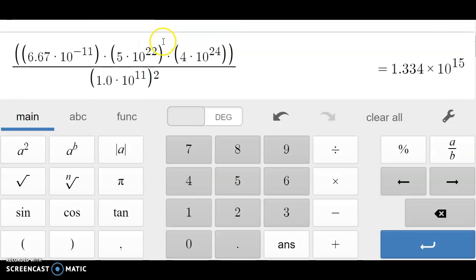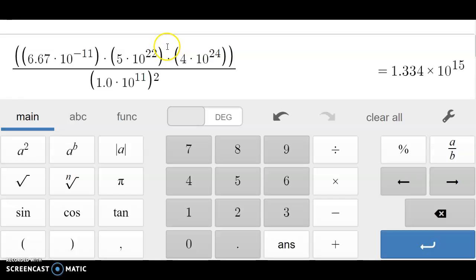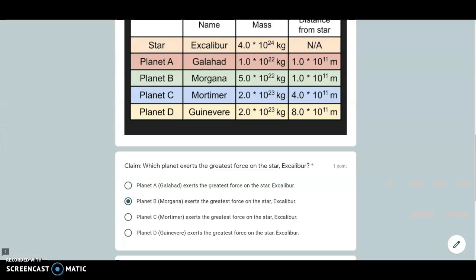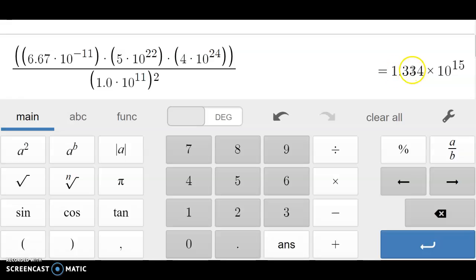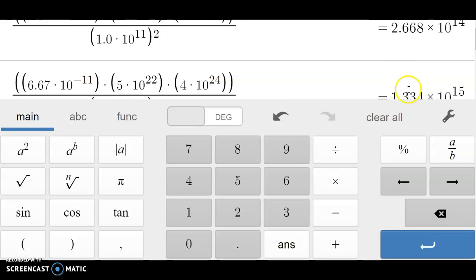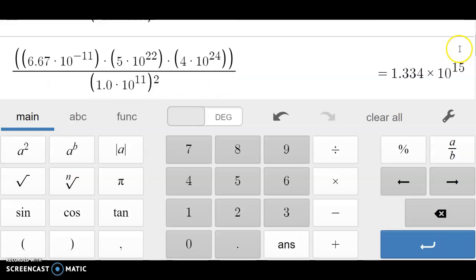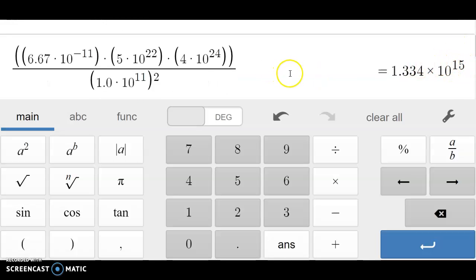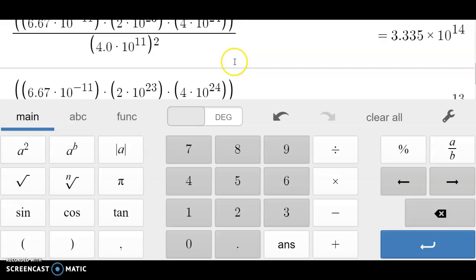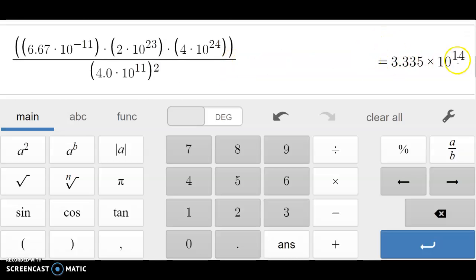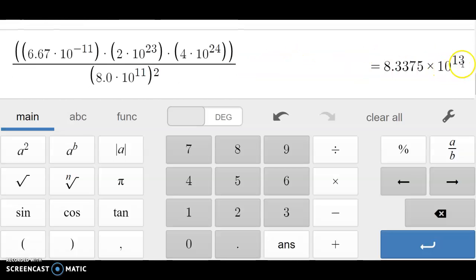Now when I take that same formula, but I change it to the mass of planet B, 5 times 10 to the 22nd, see here, I get 1.334 times 10 to the 15th power. Now notice, 1.3 is smaller than 2.6, but the first answer we got was 10 to the 14th power. The second answer we got was 10 to the 15th power. Now, you could have also solved and seen that the next one is 10 to the 14th, smaller, and the last one is 10 to the 13th, so even smaller.